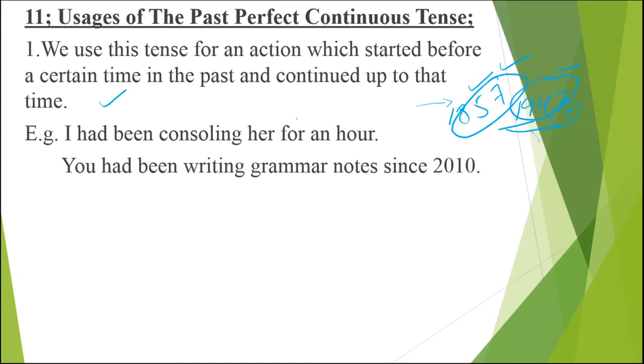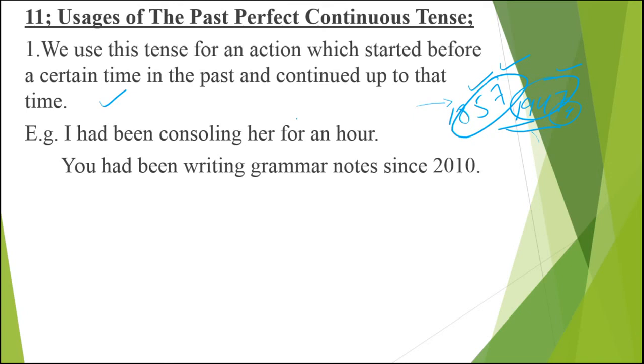That is 1947. So in between, how many actions happened? The leaders of Pakistan had been struggling for a separate nation. This action started before a certain time in the past and continued up to that time. Now after 1947, approximately 75 plus years have passed, and this is what we say: it started before a certain time in the past and continued up to that time.